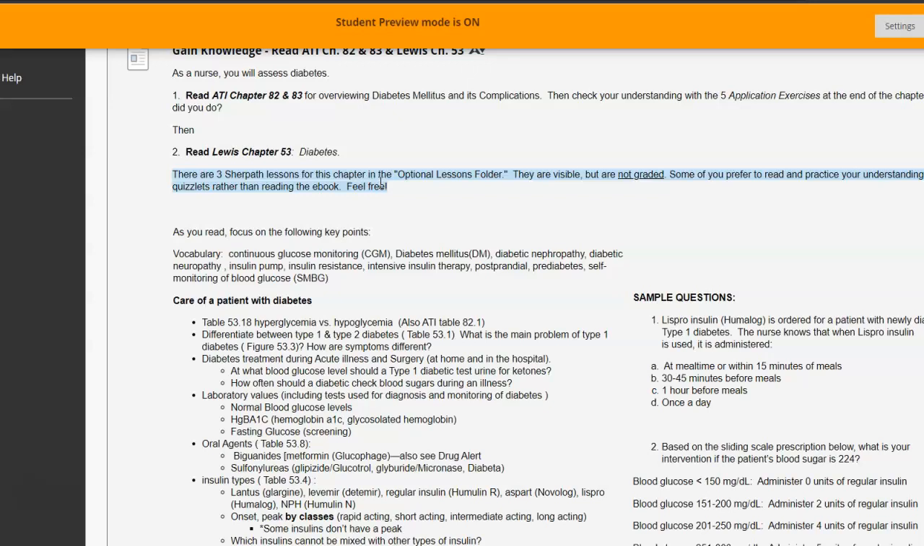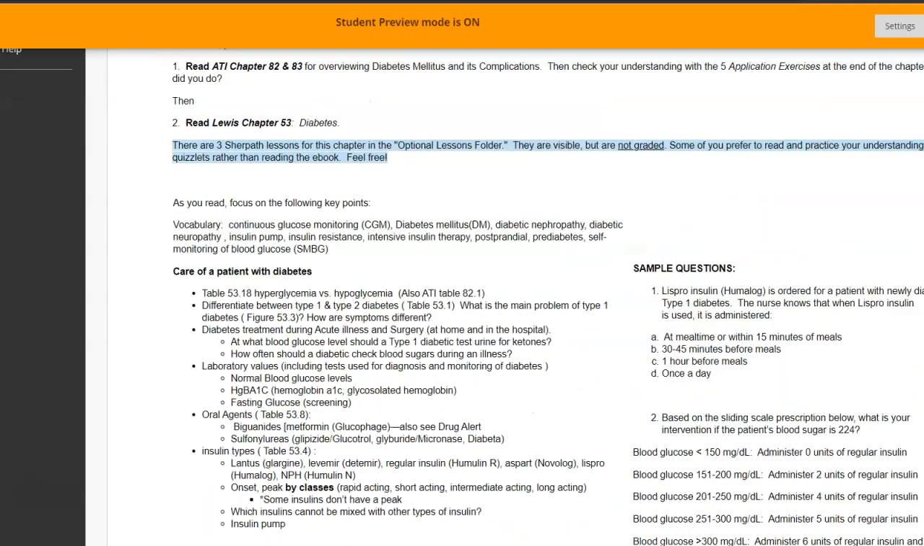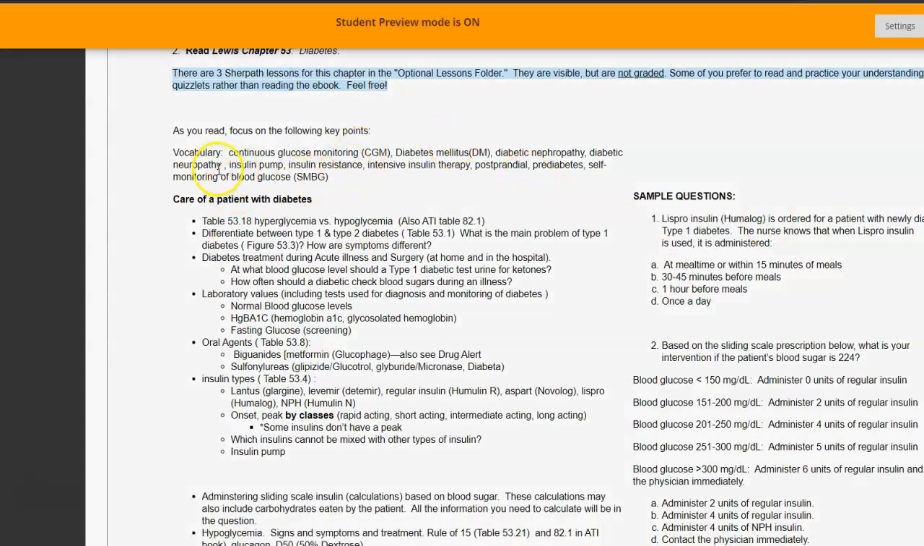Some of you have indicated that you prefer to do the lessons rather than read the book because it gives you an opportunity to practice your understanding with the Quizlets. So please feel free to do so if that meets your learning style. As I said, there's a lot of content in diabetes. You've got quite a few vocabulary terms here.